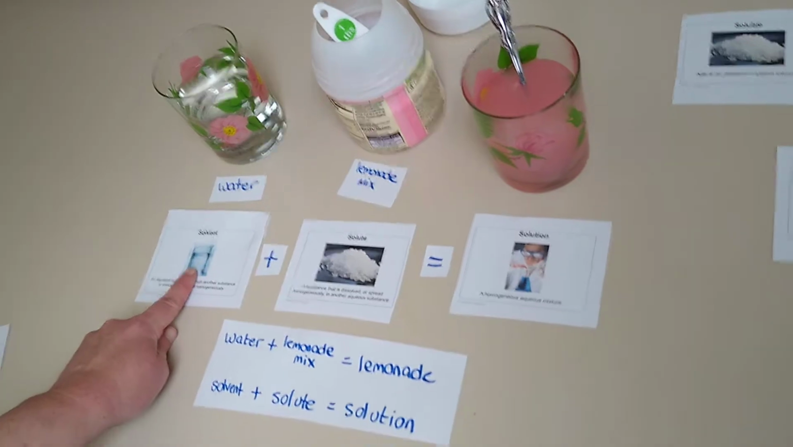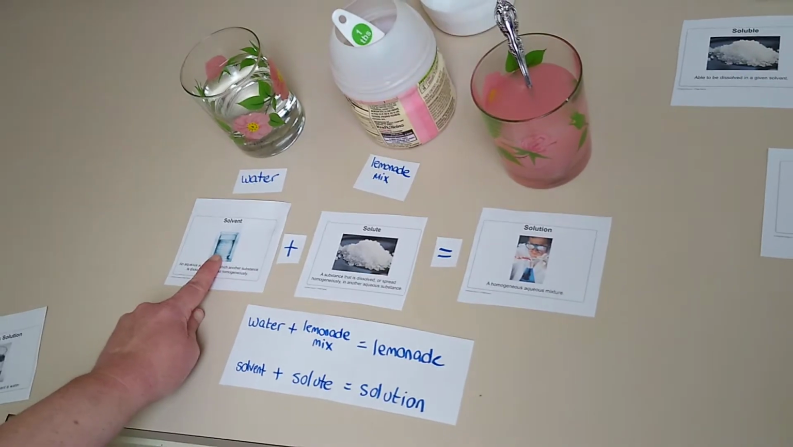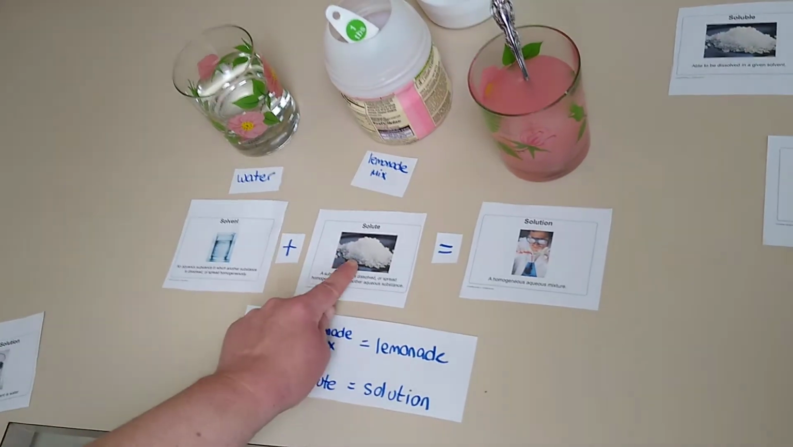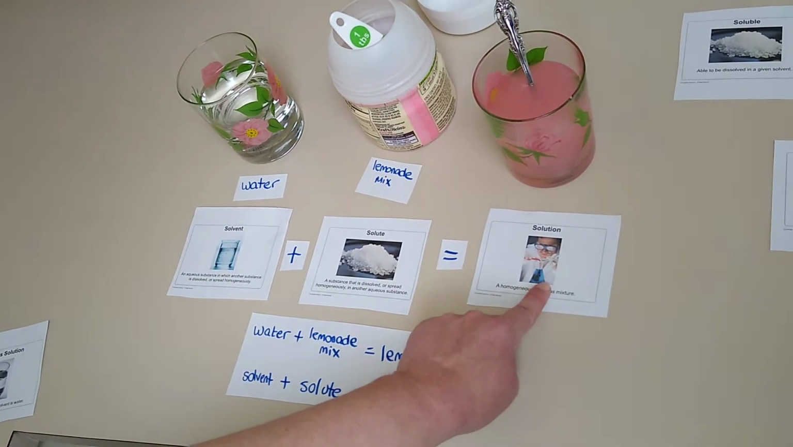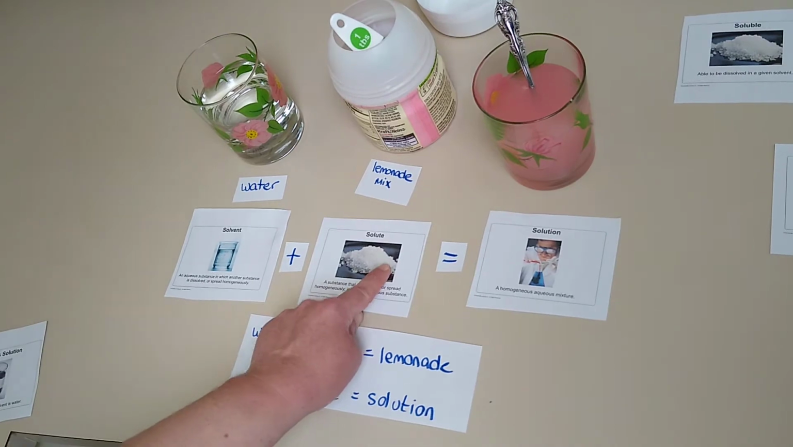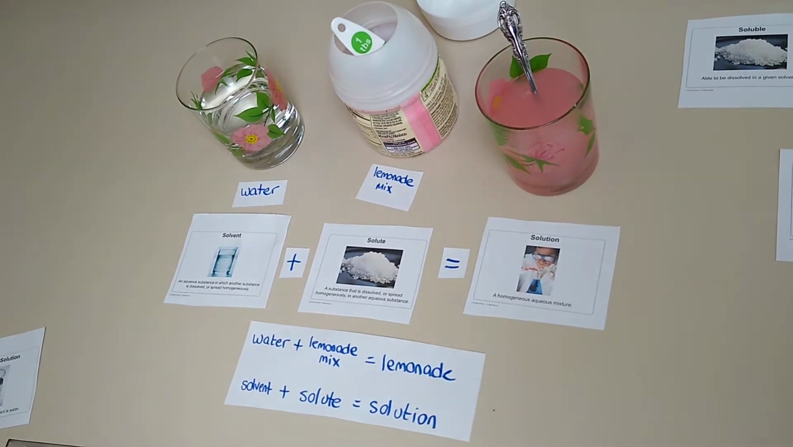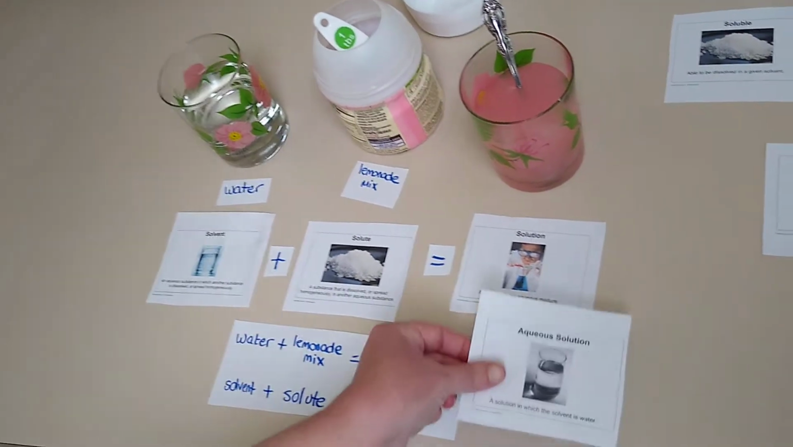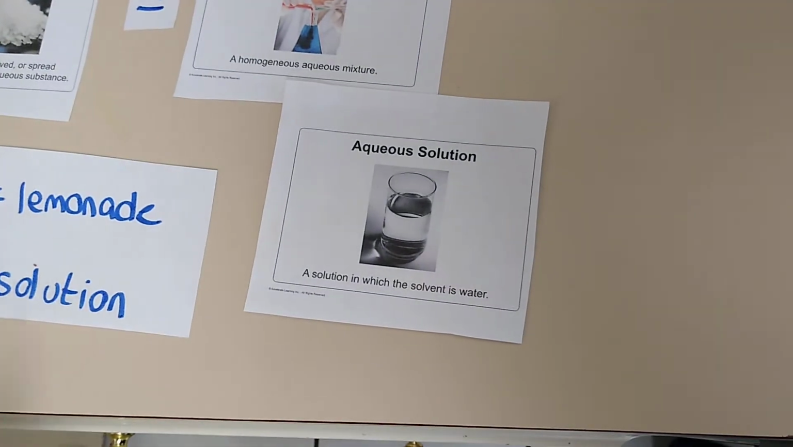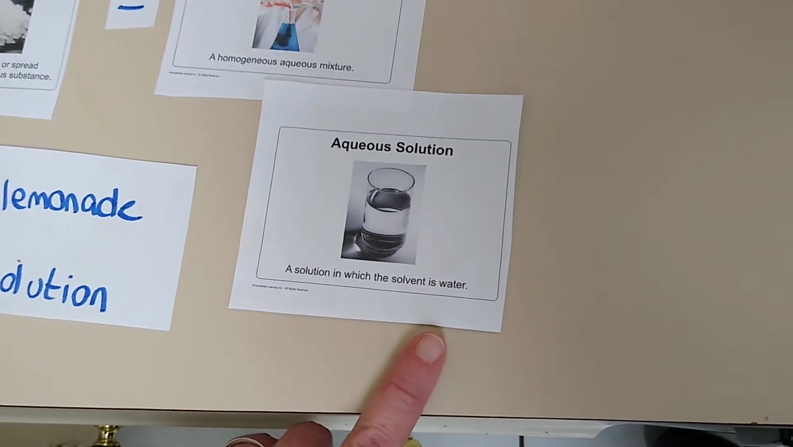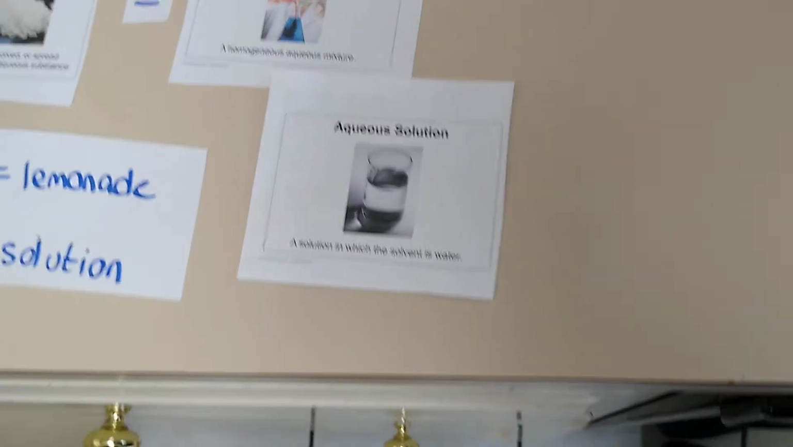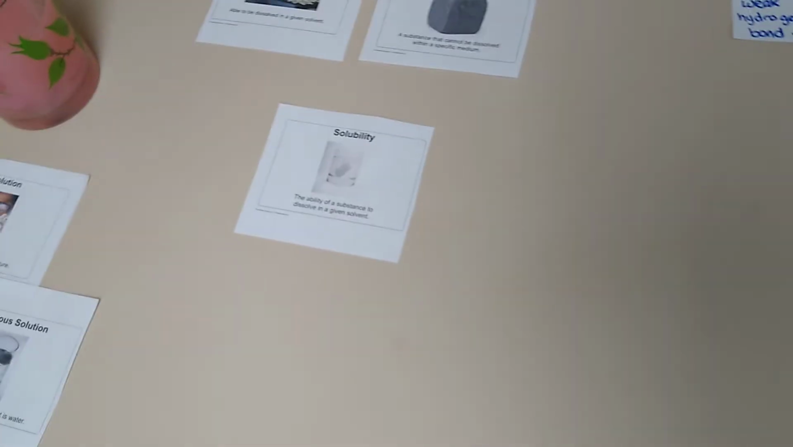Solvent, what does the dissolving, the base or the medium, the main component. The solute, what gets dissolved. Solution, solvent plus solute equals solution. Okay, this one is an aqueous solution because it is based in water. So an aqueous solution is a solution in which the solvent is water. Okay, now next let's go to solubility.